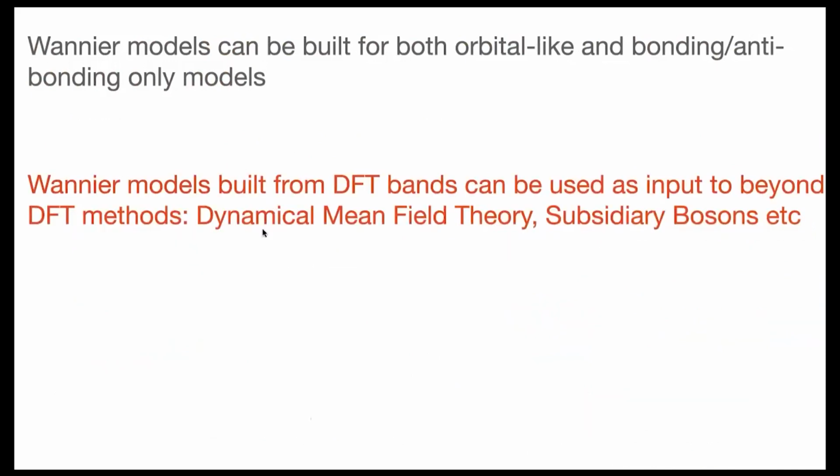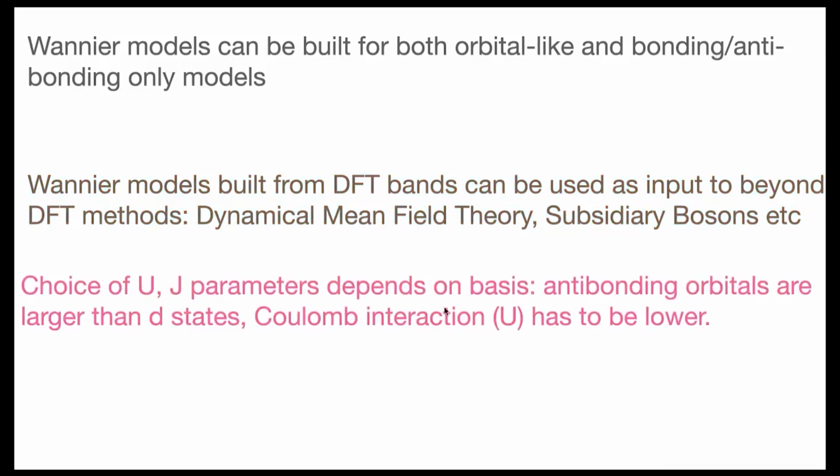And these can be used as input to beyond DFT methods, things like dynamical mean field theory, slave bosons, and so on. And many analytical models of things like spin liquids and so on often do start from what is basically an approximation to some Wannier models, right? You have some hopping, you have some energy splittings, and so on. The choice of interaction parameters often depends on the basis.